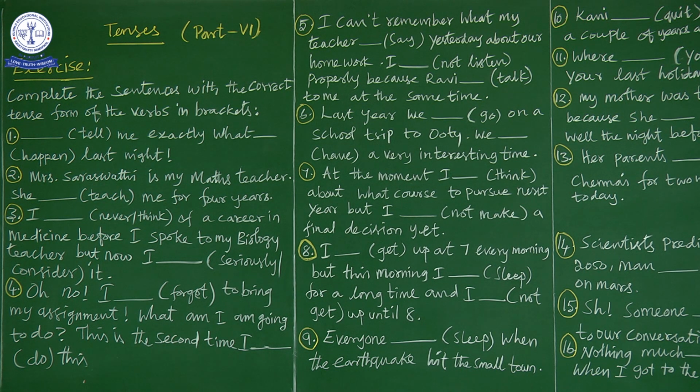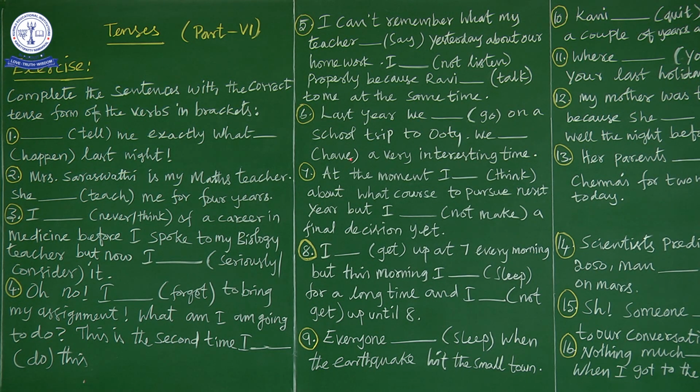Now let us move on to the sixth exercise. Last year we dash go on a school trip to Ooty. We dash have a very interesting time. Now let us analyze where the keyword is. We do not have a keyword here, but we have last year. So it is a keyword for simple past tense. So we have to change this go into simple past tense, that is the past form. What is the past form of go? Went. So go, went, gone. So last year we went on a school trip to Ooty.